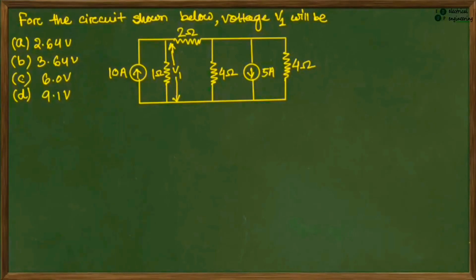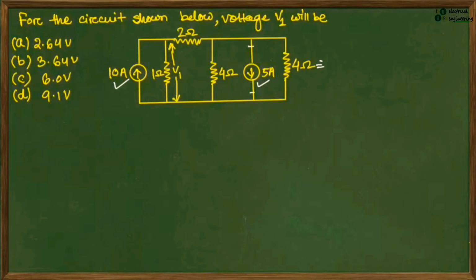Here in this question there are two independent sources, a 10 ampere current source and a 5 ampere current source. We are going to solve this network using the superposition theorem. As there are multiple independent sources, let's consider the 10 ampere source present alone, removing the 5 ampere source. I told you the 5 ampere current source can be opened by just opening this branch.